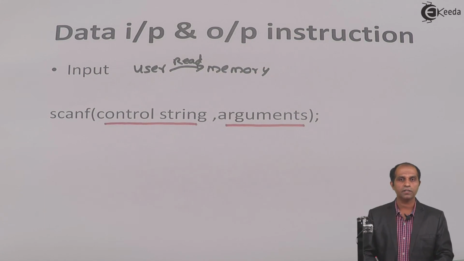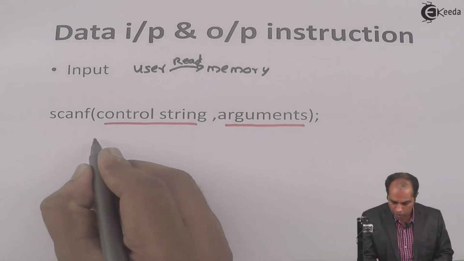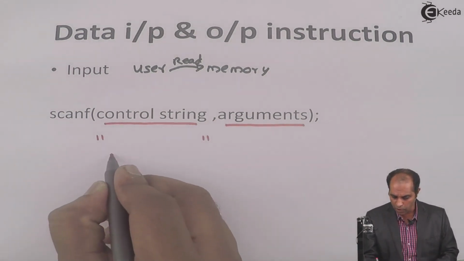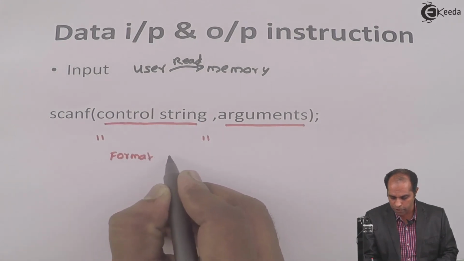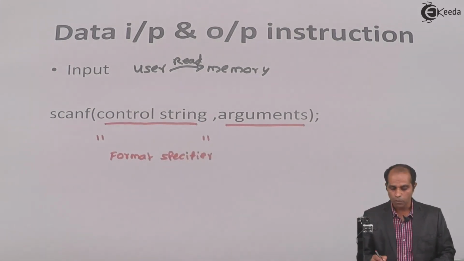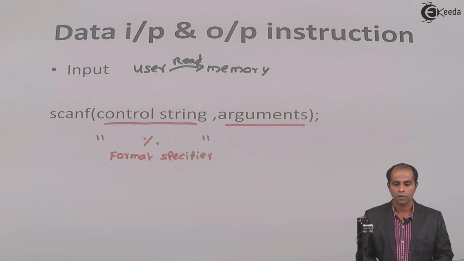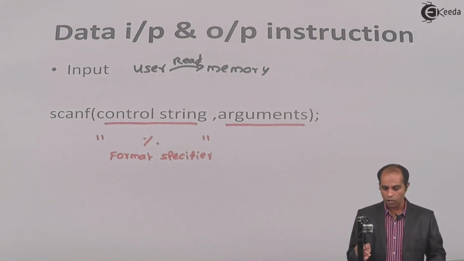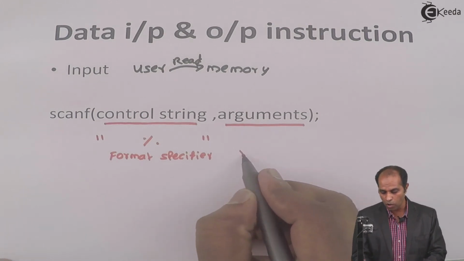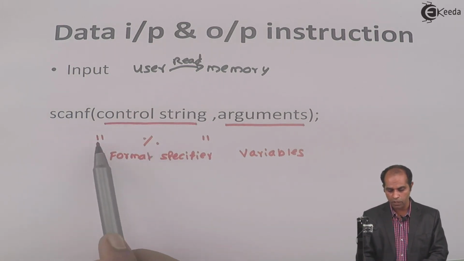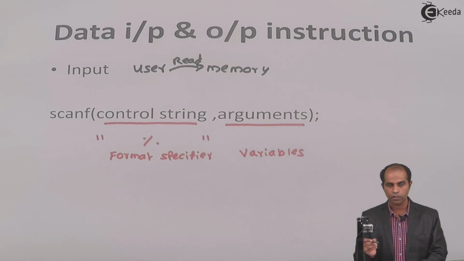What exactly will be the contents of the control string? The rule says that the control string should always be in double quotes, and it should have something called format specifiers. Percentage is a symbol which is used for indicating format specifiers. What will be arguments? Arguments will be normal values or variables. So a scanf will have two parts. First is the control string and second is the arguments. Format specifiers will always be in double quotes with the percentage symbol, and arguments are nothing but variables.